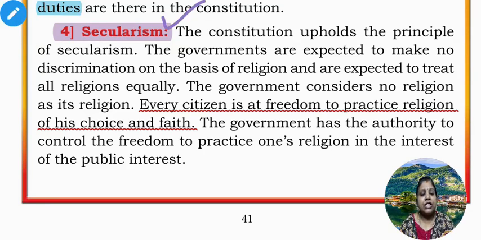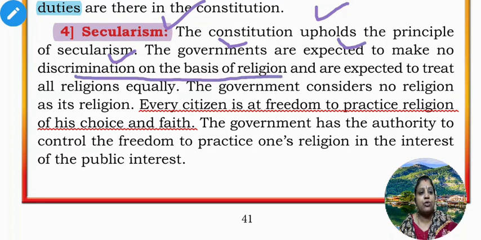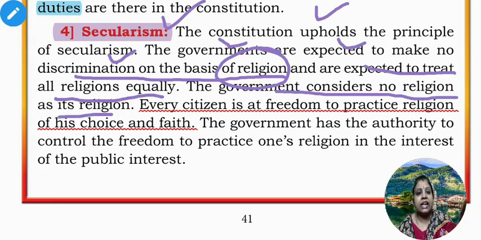The fourth salient feature you have to remember in this lesson is secularism. All religions are given equal importance. That is called secularism. There are no religious differences. The Constitution upholds the principle of secularism. The governments are expected to make no discrimination on the basis of religion and to treat all religions equally. Therefore, the government considers no religion as its religion.